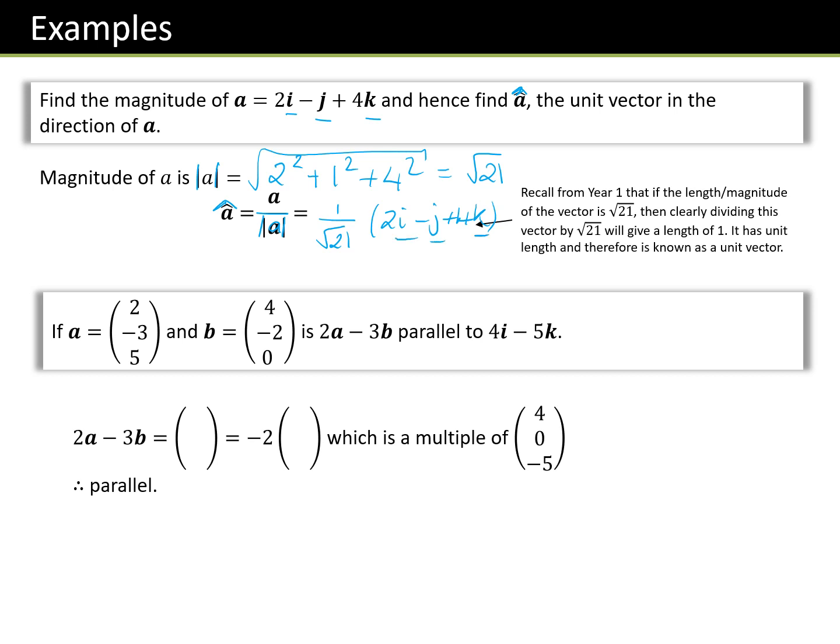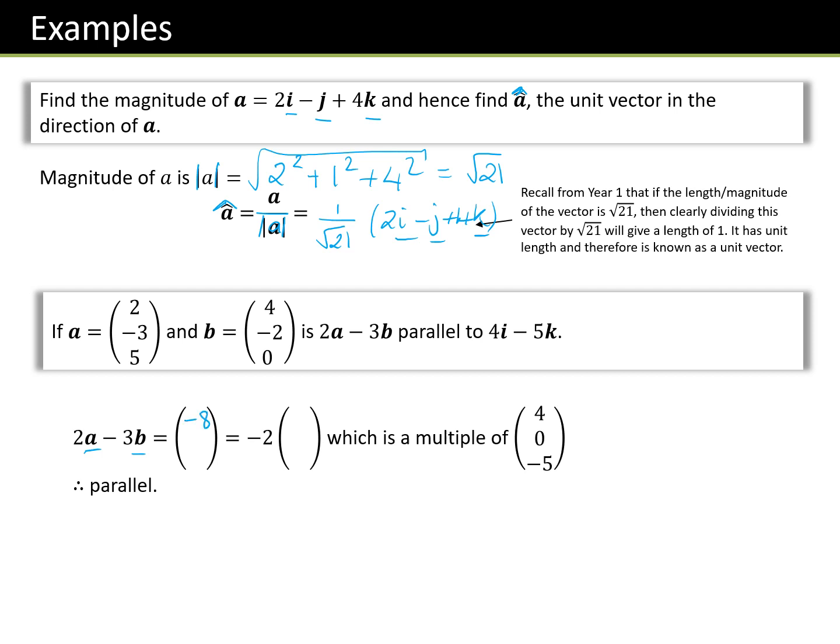Okay, so that would be the unit vector. Now in this next example, we've got a = (2, -3, 5), b = (4, -2, 0). Is 2a - 3b parallel to 4i - 5k? So what is 2a - 3b in the horizontal direction? It's going to be 4 - 12, which is going to be -8.